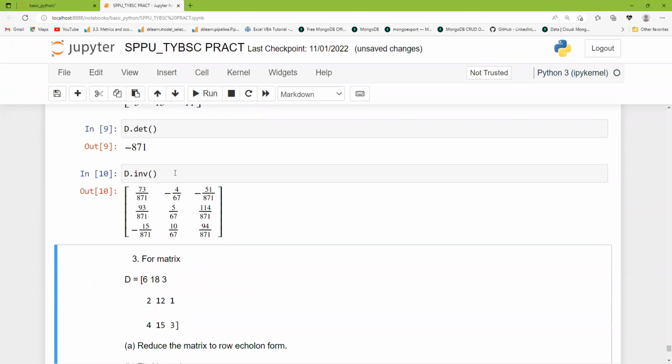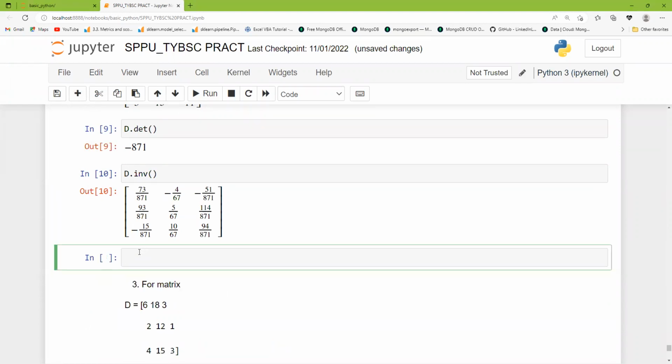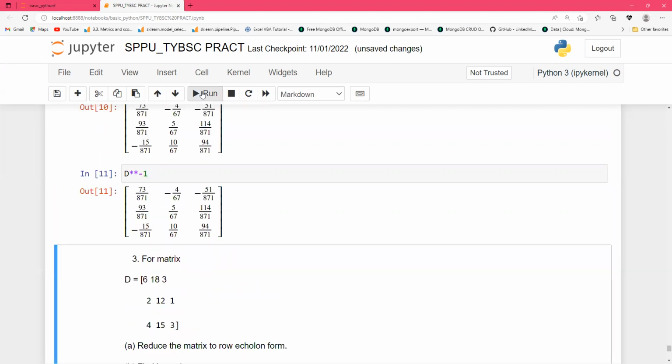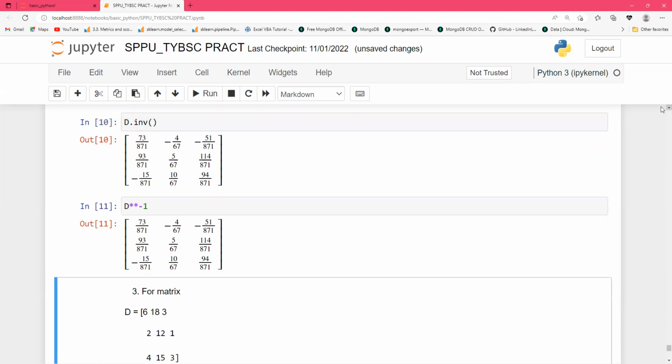Yes, very simple. In mathematics, when we find the inverse of any matrix, it will take a minimum of 5 minutes. Here it will take only 5 seconds to find the inverse. So this is the difference, guys. Now we can find D inverse by using another method also, D double star minus 1, that means D raised to the power minus 1. Let's see, the inverse method and this double star minus 1, both are the same.